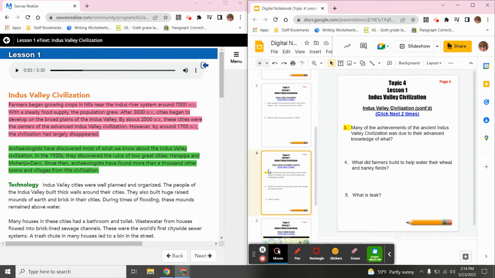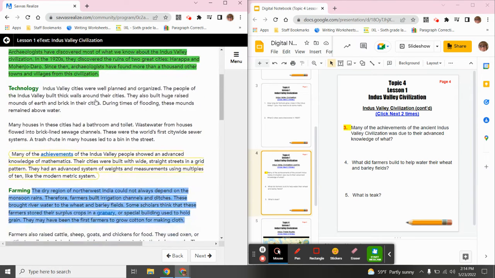Moving on to page 4 of the digital notebook. Technology. Indus Valley cities were well planned and organized. The people of the Indus Valley built thick walls around their cities. They also built huge raised mounds of earth and brick in their cities. During times of flooding, these mounds remained above water.